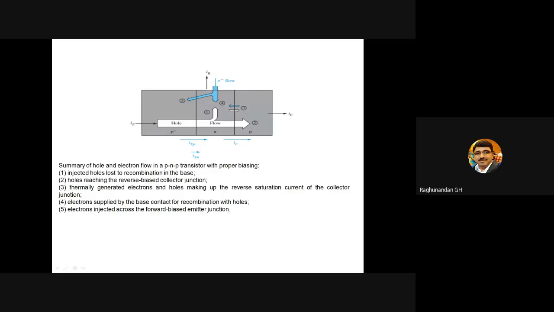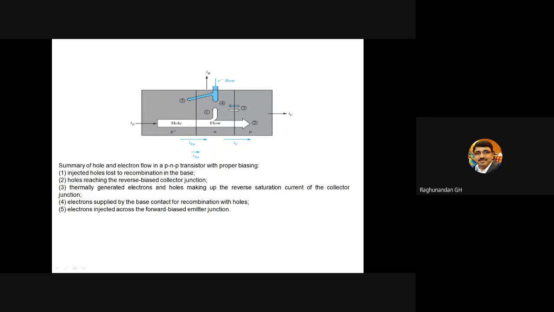In the last class, I told you the different kinds of biasing techniques. Why do we need those biasing techniques? We could have just connected our AC supply, or the signal which we want to amplify, at the input side and collected it at the output side. But why do we need this extra DC biasing? To make the base forward biased.